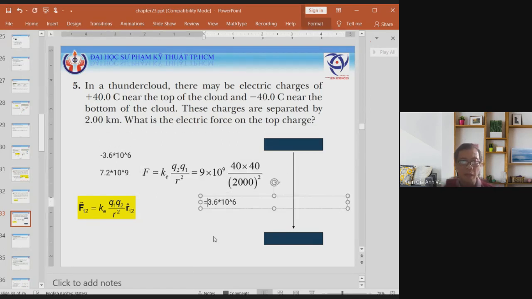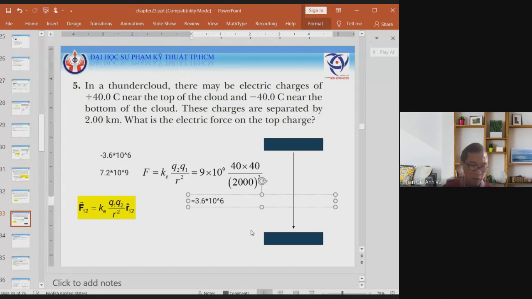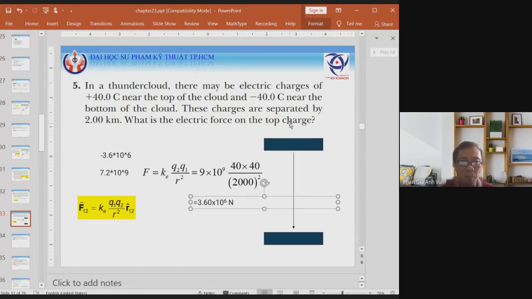But you have to have 3 significant figures. So let's say 9 times 10^9 multiplied with 40 squared over 2000 squared. So this is the correct answer, 1.23 Newton. Okay, it's easy, right? It's easy to use. What is the electric force on the top charge?